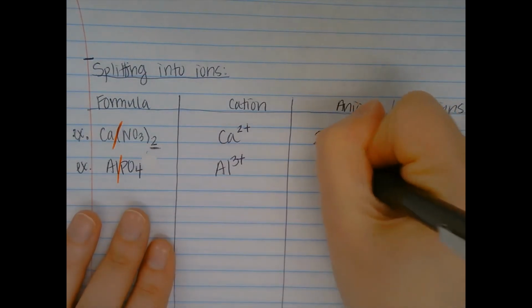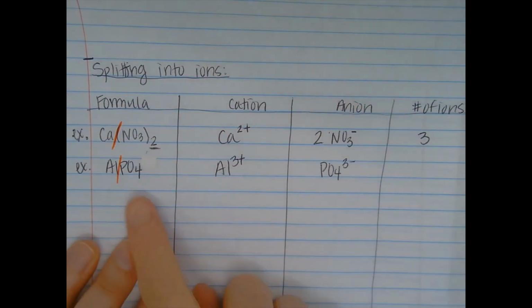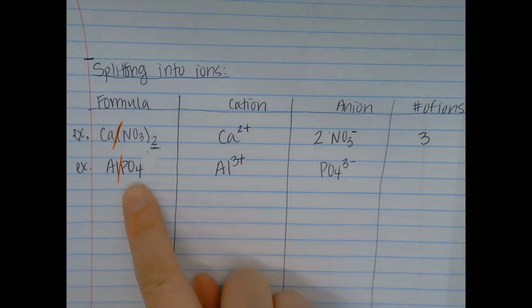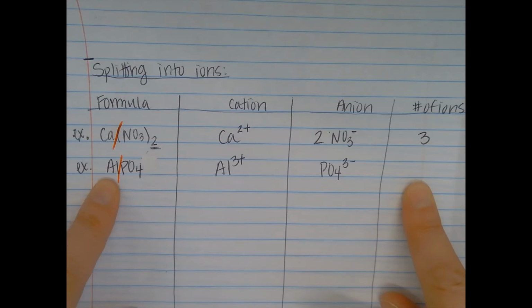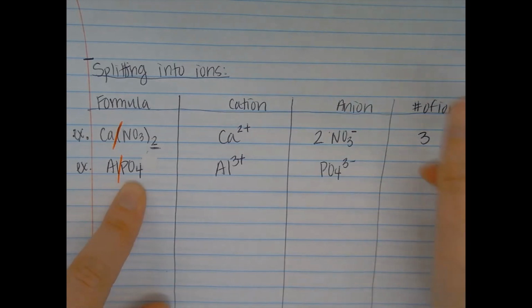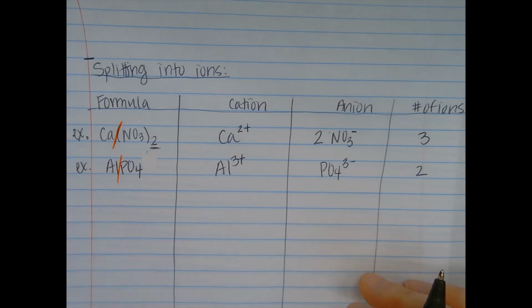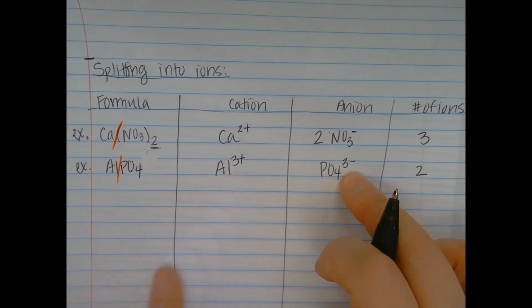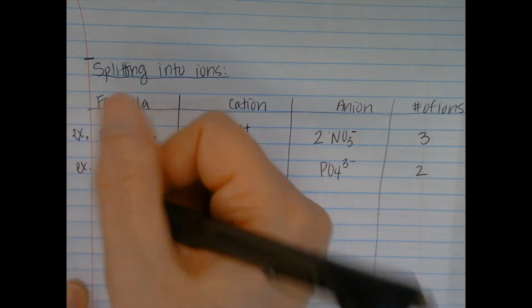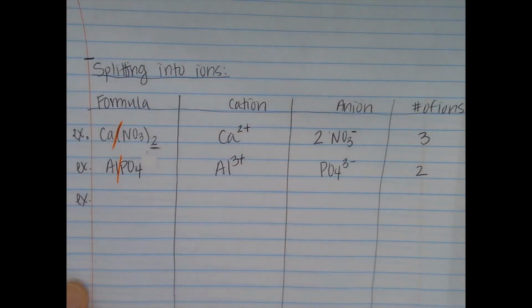And the whole thing has a 3- charge. Now if we notice, there's no parentheses, right? So if there's no parentheses, that means there's only 1 of them. So there's only 1 phosphate ion. So for our total number of ions, I have 1 aluminum and 1 phosphate for a total of 2. And also note, 3+ and 3- adds up to 0. This is a neutral ionic compound. Another example.